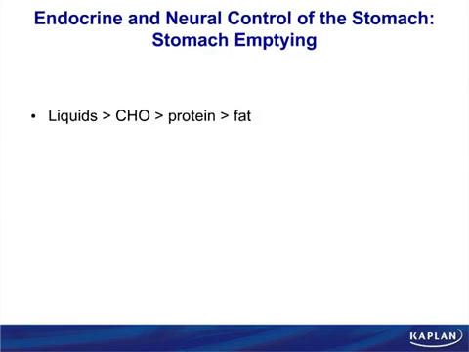Liquids go out faster than carbohydrates. That's what CHO means, carbohydrates. And the slowest thing is fat. Liquids are fastest and fats are slowest. And that's because fats also have more calories in them. In the biochemistry section, you'll see how many more calories per gram fat has. So you need time for that fat to release its calories. And that's why it goes out the slowest.